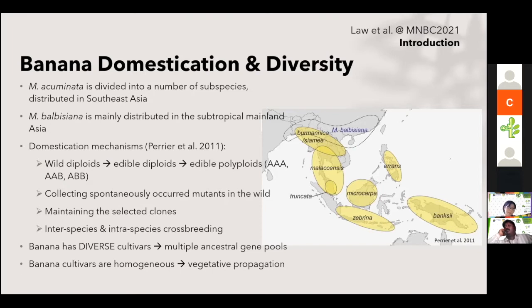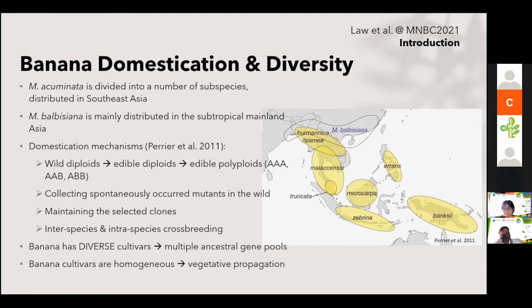So learning from this kind of domestication mechanism, we can expect banana to have diverse cultivars, diverse types of bananas, because of multiple ancestral gene pools. But within each cultivar, they should be homogeneous and uniform because of the nature of vegetative propagation.